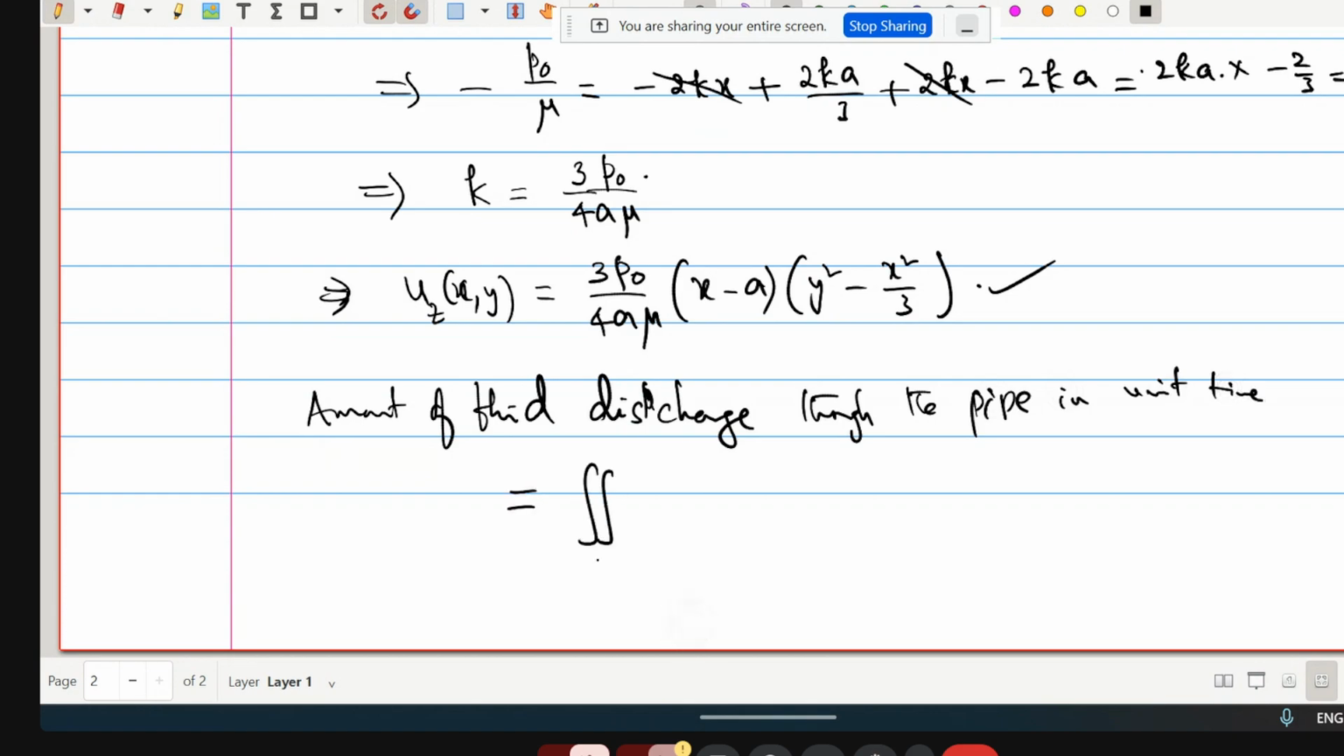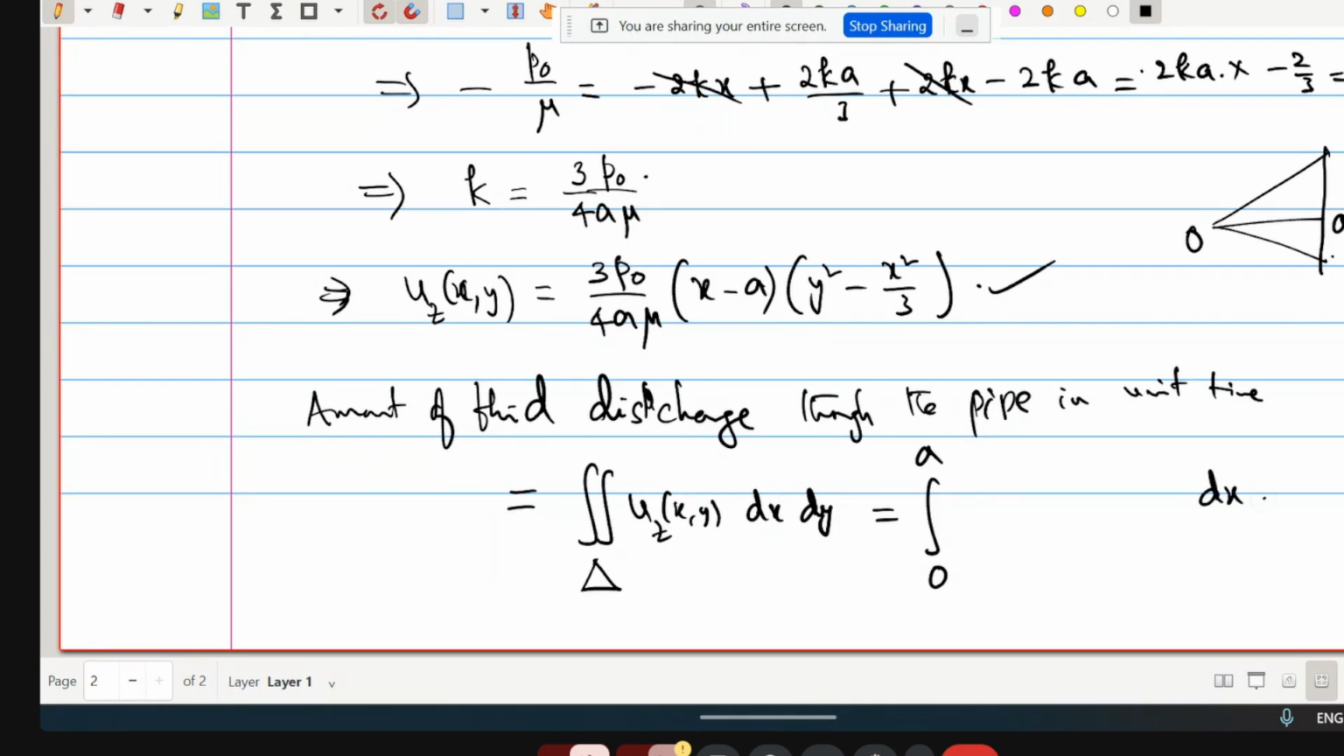Integral over this triangle, this u_z of x, y dx dy. When you do this, you try to convert this into something like this. So I have 0 to a, integral from 0 to a, dx first. Now what is this line? This line is y equals 1 by root 3 x.